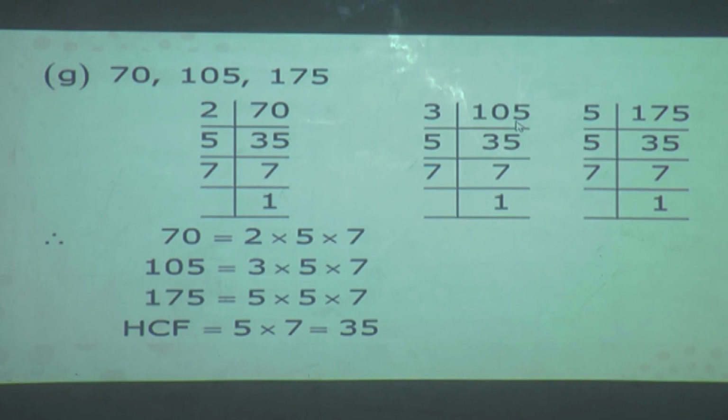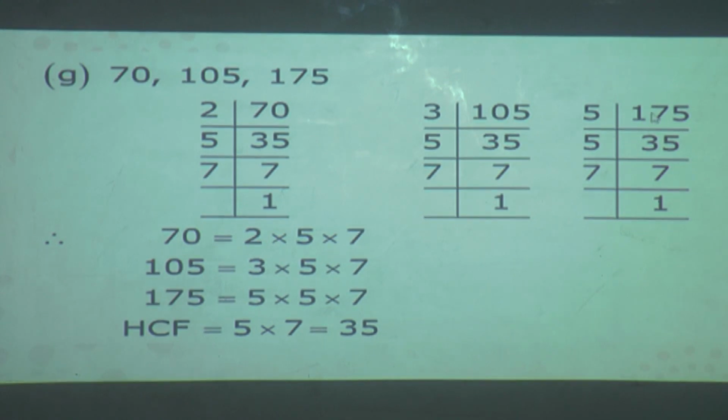In ones place we have 5, it can be divisible by 3, so 3 3s are 9. 10 minus 9 is 1, it becomes 15. So 3 5s are 15. Now 5 7s are 35 and 7 is the prime number, 7 1s are 7. Prime factors of 105 are 3 into 5 into 7.